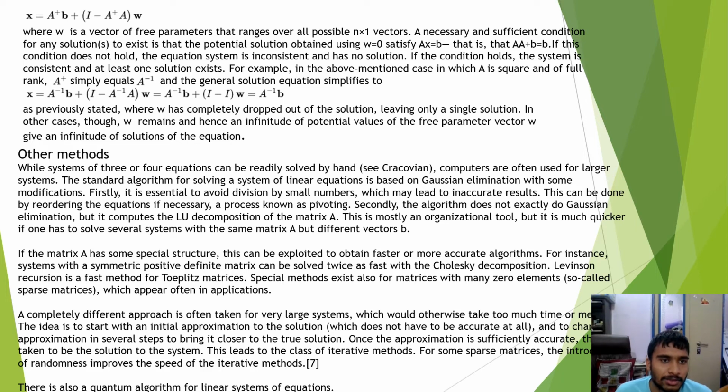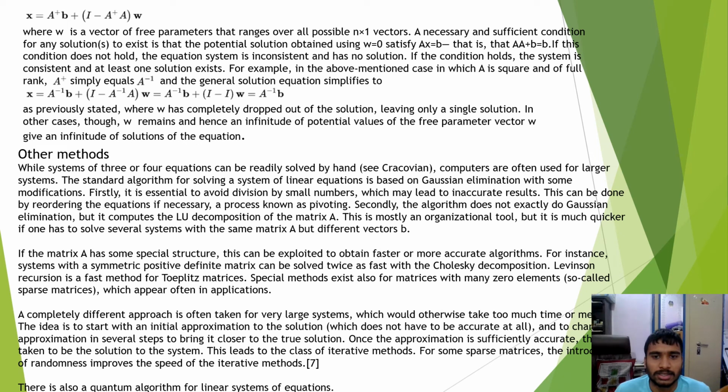x = A⁺B + [I − A⁺A]W, where W is the vector of free parameters that ranges over all possible n×1 vectors. A necessary and sufficient condition for any solutions to exist is that the potential solution obtained using W = 0 satisfy Ax = B, that is, that AA⁺B = B. If this condition does not hold, the equation system is inconsistent and has no solution. If the condition holds, the system is consistent and at least one solution exists.